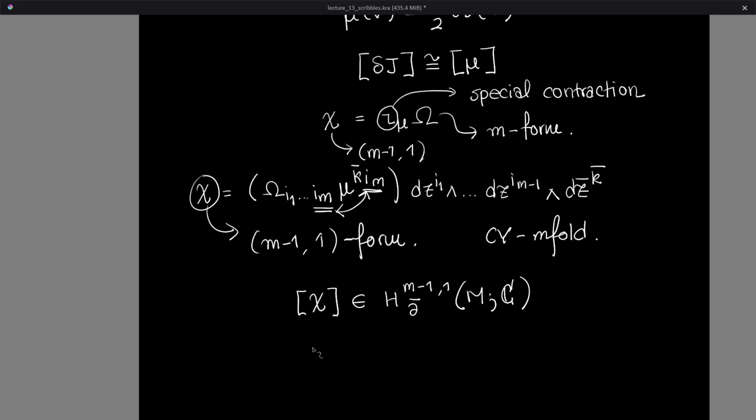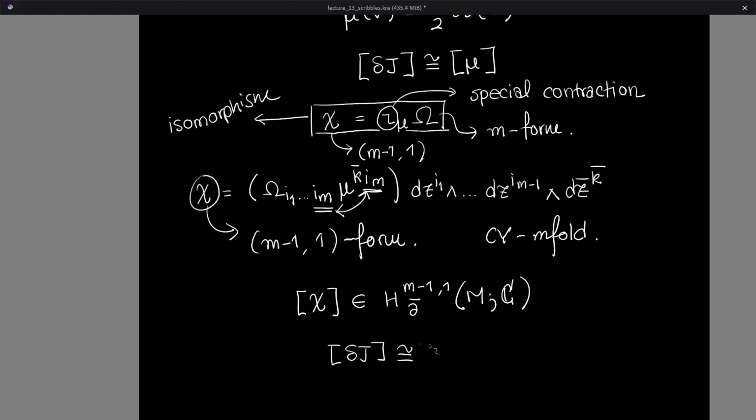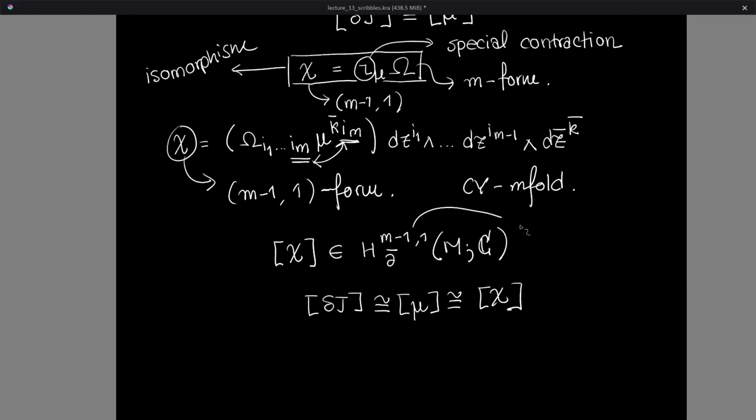So we need another isomorphism here. That isomorphism is exactly this guy over here. We always have that holomorphic m-form. So this is our second isomorphism. But that means that we can write this: delta J is isomorphic to mu, which is isomorphic to chi. So our moduli space is then the dimension of this space, which is H^{m-1,1}.